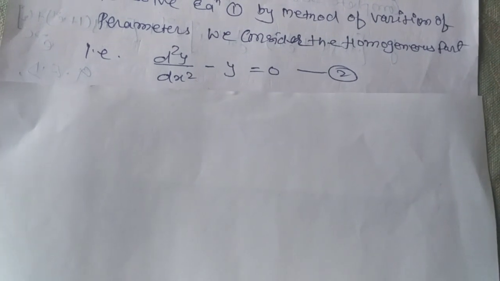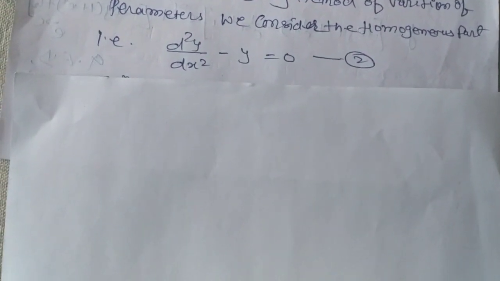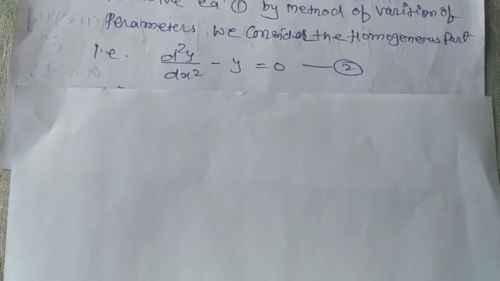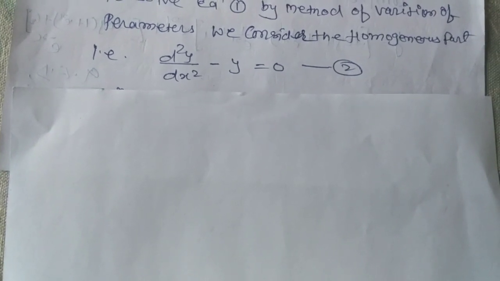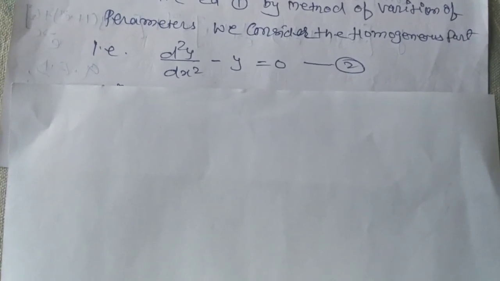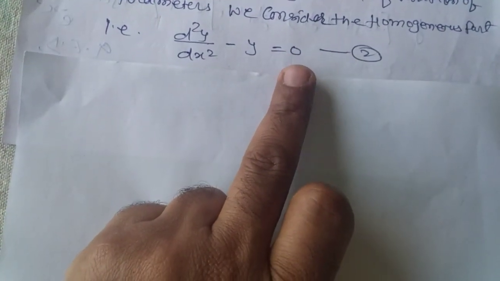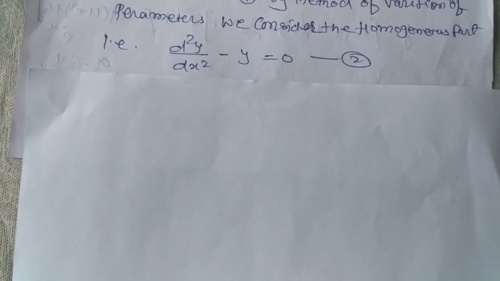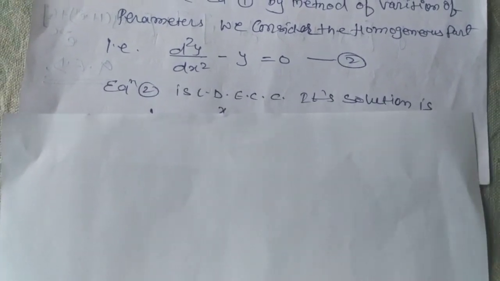First we have to obtain the solution of this homogeneous part, and clearly this is a linear differential equation with constant coefficients. So its solution is y = CF + PI. But since the right-hand side is 0, therefore PI is 0. Hence y = CF is the solution of the homogeneous part.